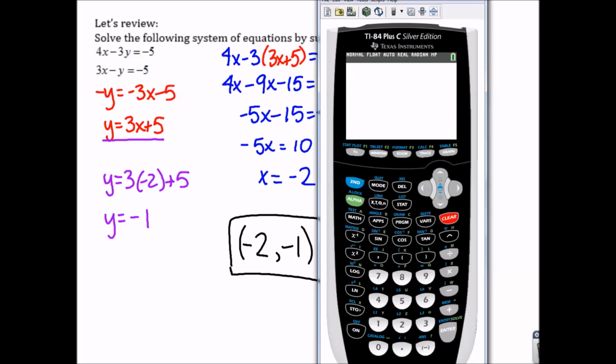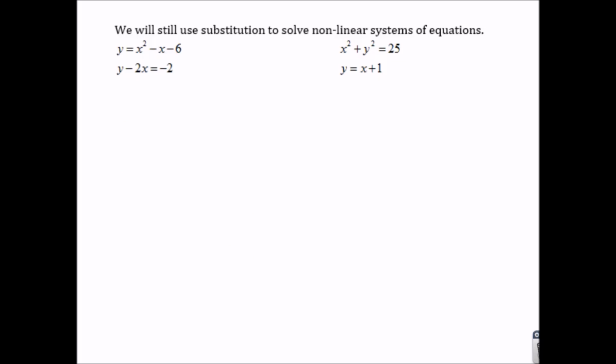So let's go ahead and take a look at some nonlinear systems of equations. We're still going to use substitution. So for this first example, we have y equals x squared minus x minus 6 and y minus 2x equals -2. Well, our first equation is already solved for y. So we can just go ahead and plug x squared minus x minus 6 in for y. And then the rest of the second equation is minus 2x equals -2.